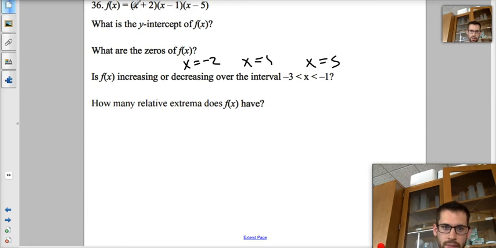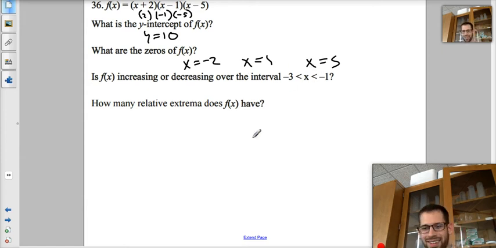I know the y-intercept is the y-coordinate when x equals 0. So if I want to find the y-intercept, I just have to plug in 0 for x here. So this would become a 2. This would become 0 minus 1, which is -1. 0 minus 5 is -5. Multiply all this together. -1 times -5 is +5. So the y-intercept is y equals 10, and I can confirm that by graphing.